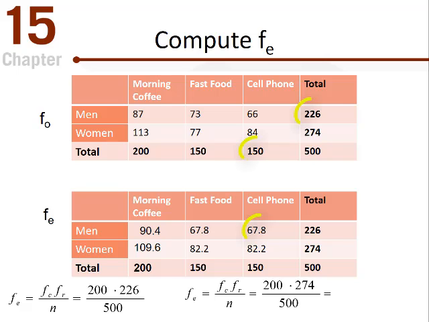So for the cell phone men, take 150 times 226 divided by 500. And then for the women cell phone, 150 times 274 over 500. That's 82.2. And the same thing, when you add up the row totals, you'll see that you have exactly the same values for the totals that you had up here. So you have to come up with the same row totals and column totals. That's kind of your check.